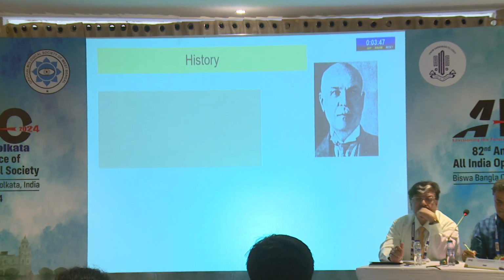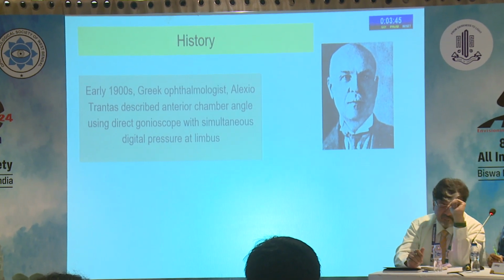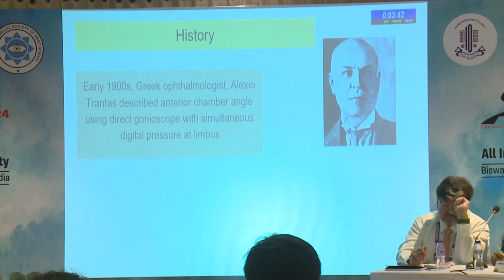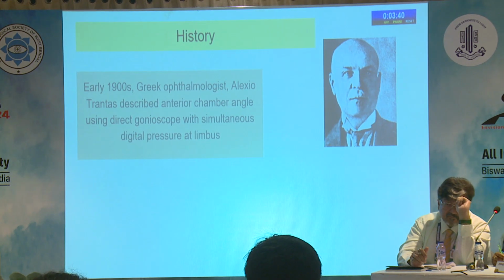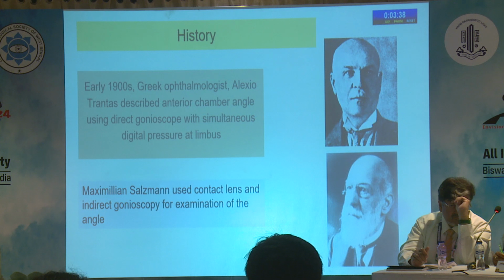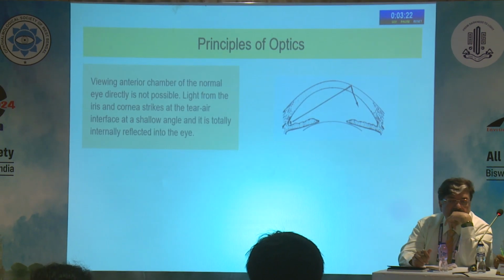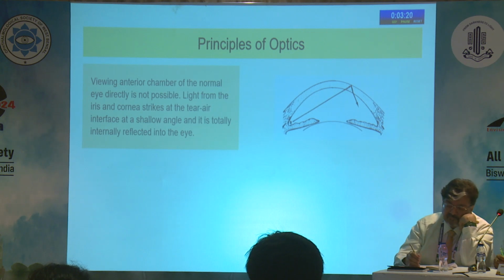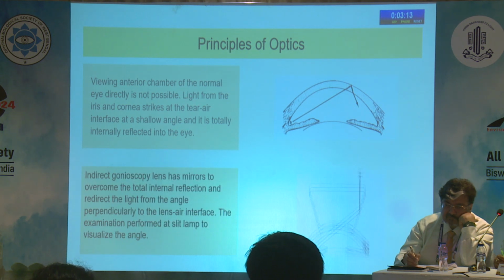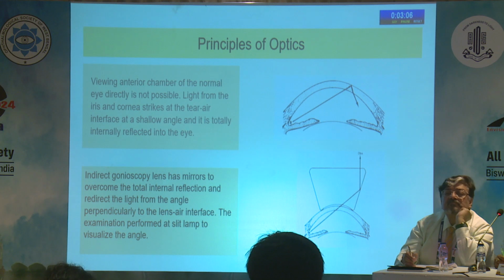In the 1900s, Alexios Trantas, a Greek ophthalmologist, described the anterior chamber angle using direct gonioscope with simultaneous digital indentation at the limbus. Later on, Maximilian Salzmann used a contact lens and indirect gonioscopy, since viewing with the naked eye is not possible because light from the iris and cornea strikes the tear-air interface at a shallow angle and is totally internally reflected. Indirect gonioscopy lens has mirrors to overcome this total internal reflection and redirect the light perpendicular to the lens-air interface. The examination is performed at the slit lamp.